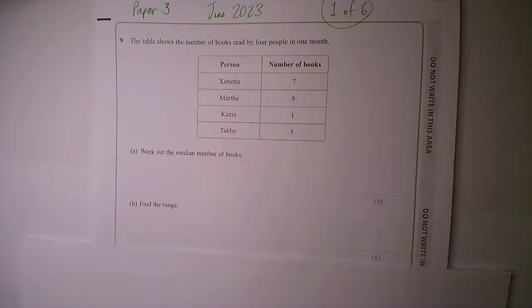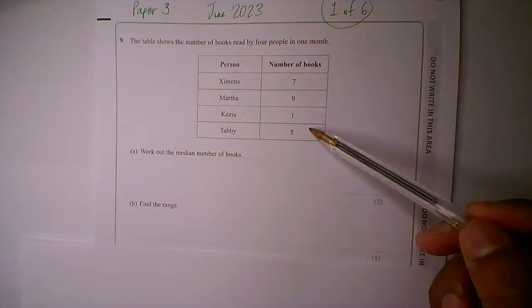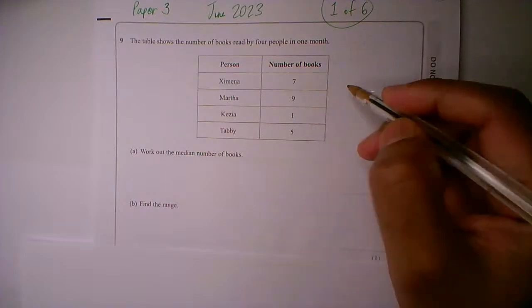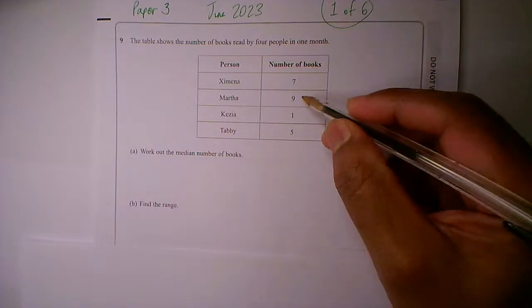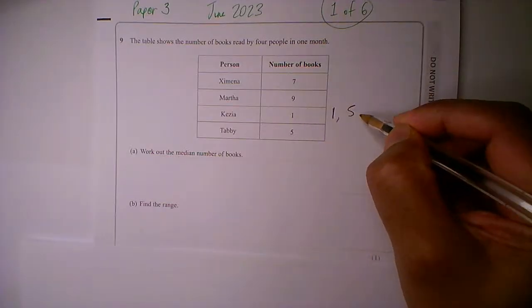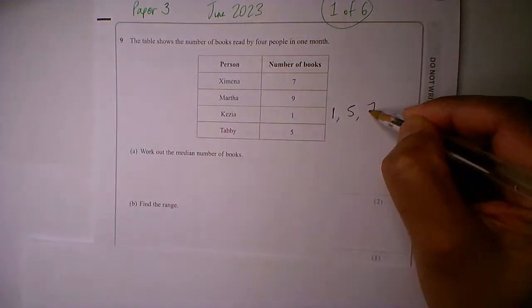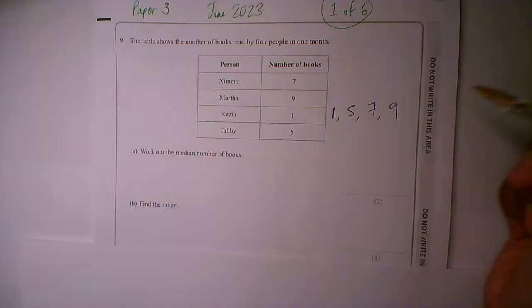So median is we put numbers together in order and then we pick the middle number. So if we look carefully here, the smallest one is 1, the next one is 5, the next one is 7, and then the next one is 9.